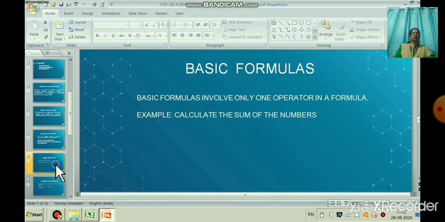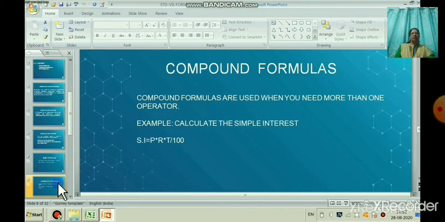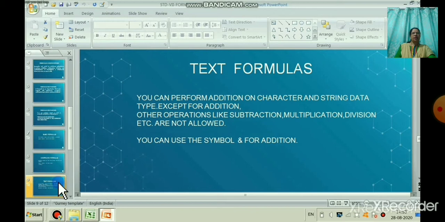So, here we are using only one operator, and the compound operators in the compound formulas are used when you need more than one operator. Calculate the simple interest. When you are calculating simple interest, we are using multiplication and division. Same thing here, simple interest is equal to P into R into T divided by 100, right. So, we are using there more than two operators.